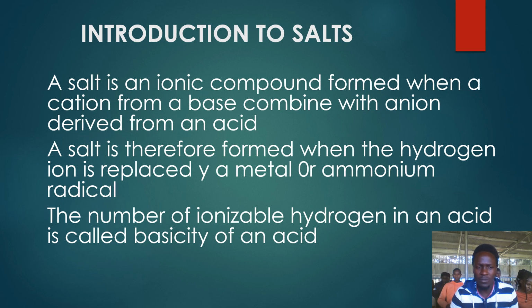There are different types of salts, including table salt, sea salt, and more, each with slightly different characteristics and uses. So what we are basically saying is that a salt is formed from a reaction between a cation and an anion. What is a cation? A cation is a positively charged ion, and an anion is a negatively charged ion.